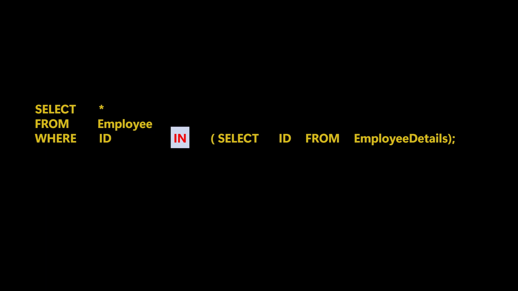The corrected query is: select star from employee where ID in (select ID from employee details). This corrected query works because of the IN operator. The IN operator allows us to compare one value from the employee table with multiple values from the employee details table. This way, the query works correctly even when the subquery returns more than one row.